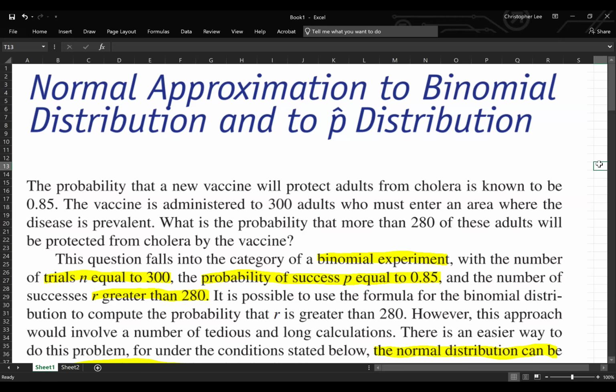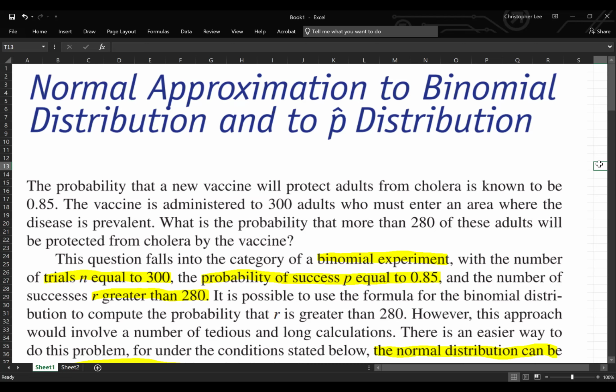Cool. All right. So the probability that a new vaccine will protect adults from cholera is known to be 0.85. The vaccine is administered to 300 adults who must enter an area where the disease is prevalent. What is the probability that more than 280 of these adults will be protected from cholera by the vaccine?